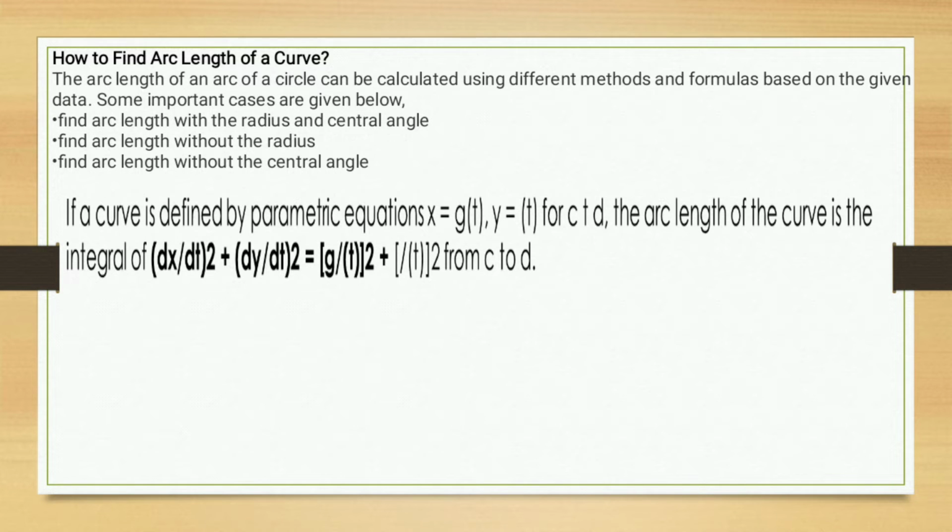How to find the arc length of a curve? The arc length of an arc of a circle can be calculated using different methods and formulas based on the given data. Some important cases are given below. Find arc length with the radius and central angle. Find arc length without the radius. Find arc length without the central angle.